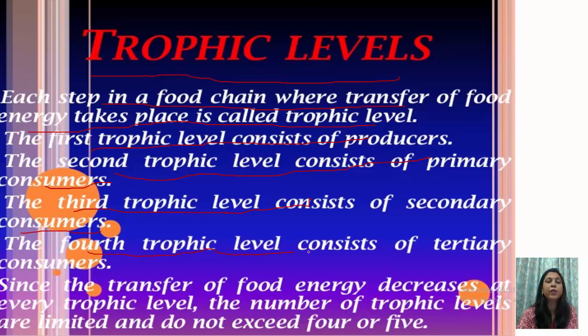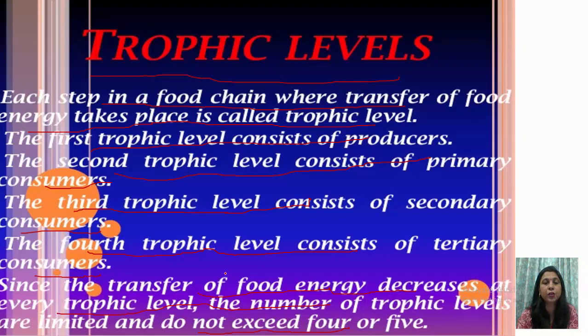The fourth trophic level consists of the tertiary consumers, that is the large carnivores. Since the transfer of food energy decreases at every trophic level, the number of trophic levels are limited. That is, they do not exceed 4 or 5.